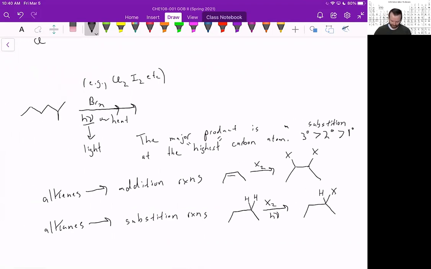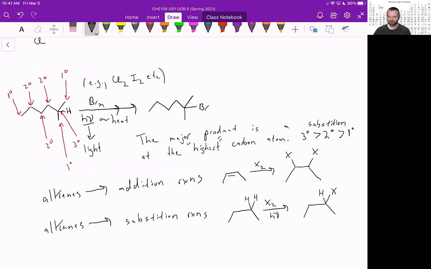So in this example, call that primary carbon, secondary, secondary, secondary, tertiary, because that carbon's bonded to three other carbons, primary, primary. So the major product is going to be the substitution of a carbon-hydrogen bond. We've got to count those implied carbon-hydrogen bonds with a carbon-bromine bond.